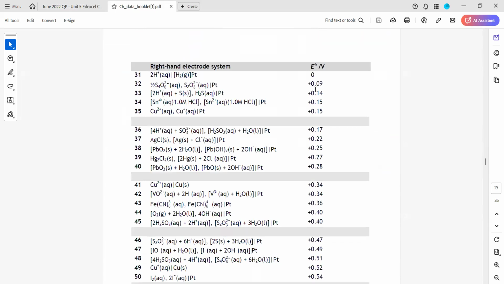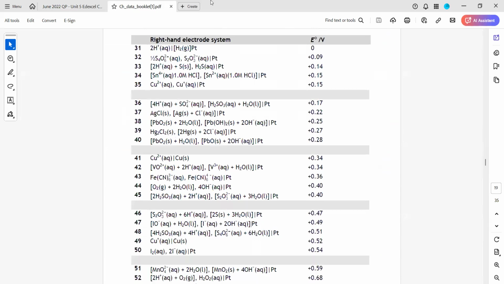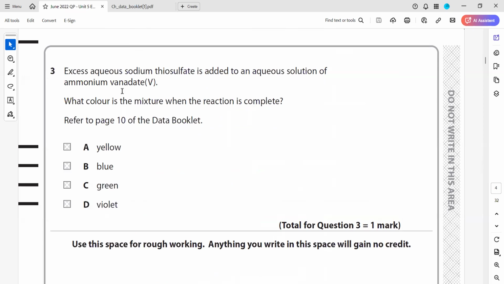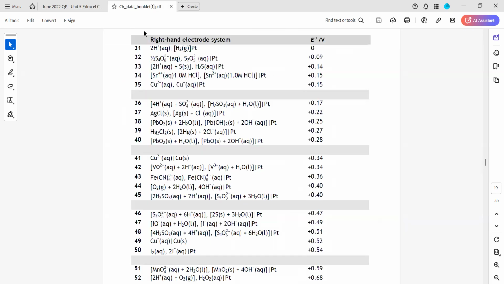No problem. Thiosulfate, when I write, you see the thiosulfate electrode potential is given, 0.09, and vanadium is there. Yeah, this is thiosulfate. Sodium thiosulfate and ammonium vanadate, meaning vanadium is 5.